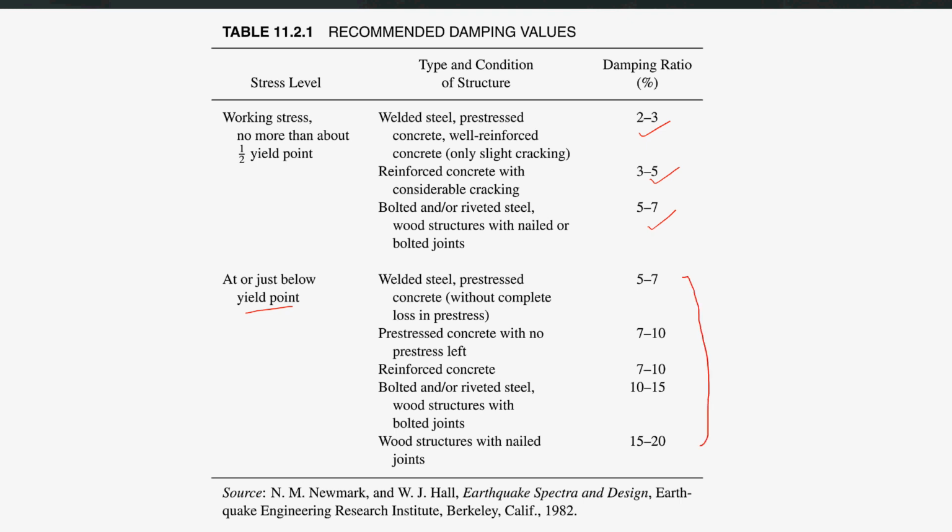So it means that the modal damping ratios, as expected, should depend on the level of amplitude, the level of stress also. So we have higher values of modal damping ratios for the same structures if the stress level assumed is higher. So you can use these recommended damping values as a guideline to select suitable values for your case.